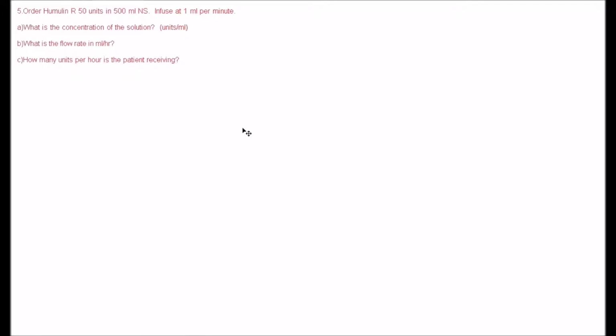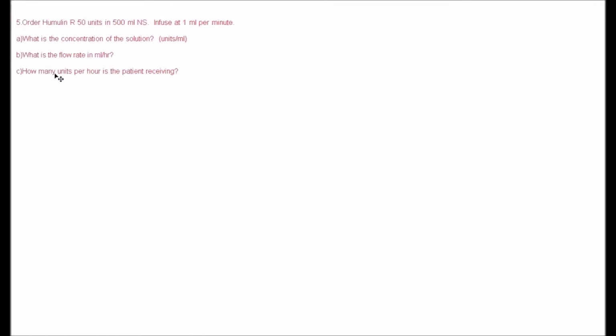All right, so this next question is very similar to the one we just did, number 4. So we want to know the concentration of the solution in units per milliliter. Here for A, we're given 50 units per 500 milliliters. So divide that out and we get 0.1 units per milliliter. So that's the answer to A.